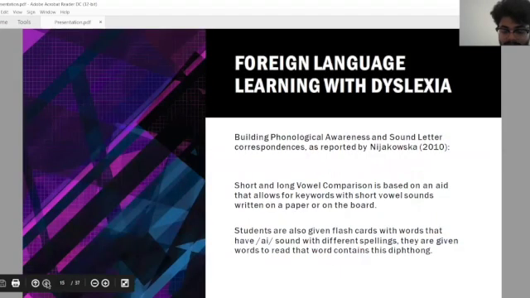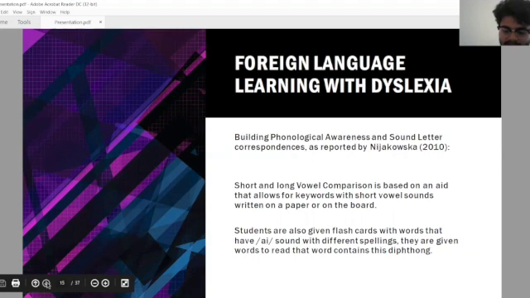Difficulties in terms of understanding an opaque orthography happens to be a common feature exhibited in this discourse as well. And when it comes to foreign language learning with dyslexia, it can be tackled with building phonological awareness and sound letter correspondences, as reported by Neil Koska, for example. Short and long vowel comparison is based on an aid that allows for keywords with short vowel sounds written on a paper or on the board.